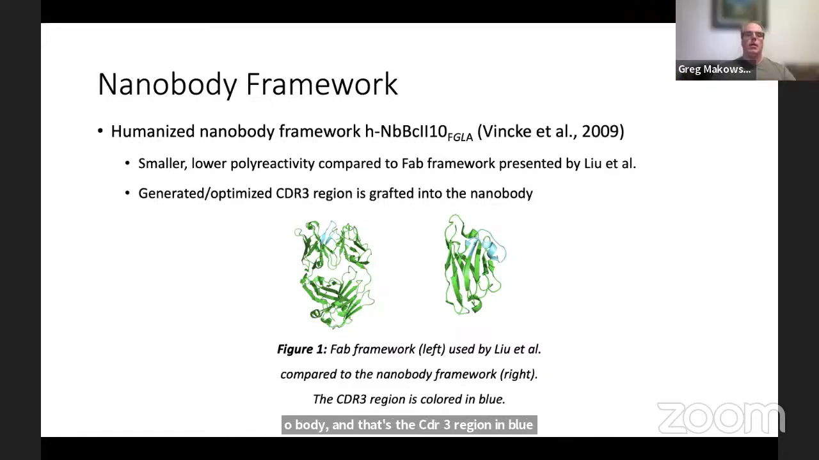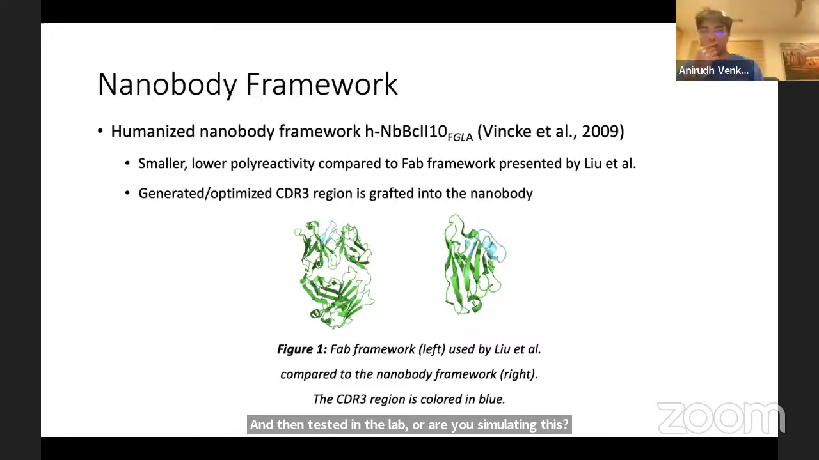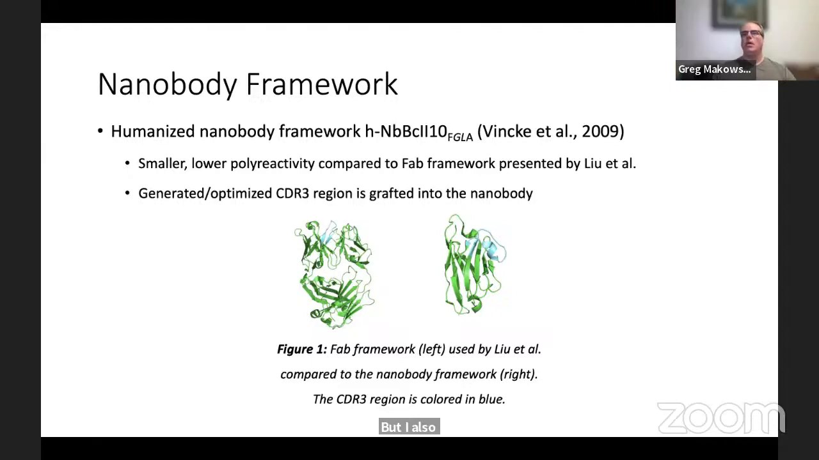So are molecules actually getting produced based on what you're doing and then tested in the lab? Or are you simulating this? Or how do you calculate a metric for polyreactivity? Yeah, the polyreactivity comes from the previous paper which was published about the nanobody framework. It has a lot of details there. I can link the paper in the chat. But also, in summary, there's code you could get from GitHub from a paper that could calculate the metric that you're trying to optimize on, in this case exactly the polyreactivity. Okay.